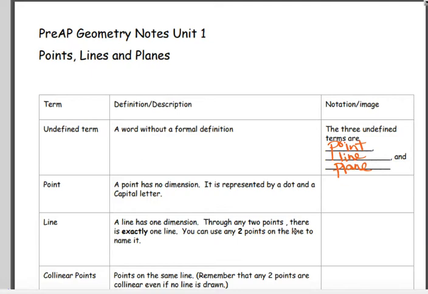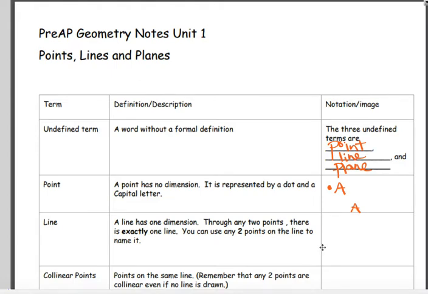A point has no dimension, and it is represented by a dot and a capital letter. So if I drew a picture of a point, it would just be a dot and a capital letter. If I wanted to name this point, I would just write that capital letter down, and that's how you name it. A line has one dimension, and through any 2 points there is exactly one line.